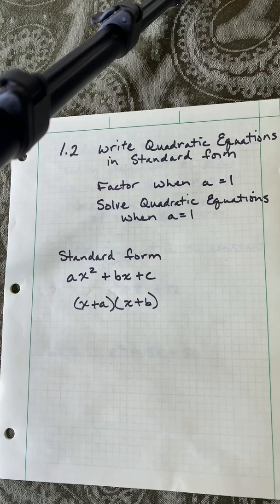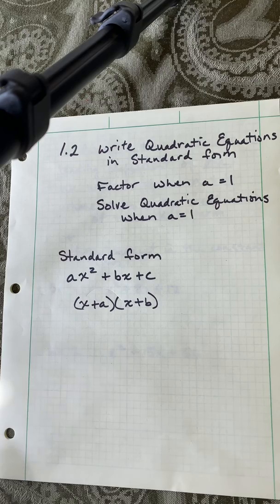Good morning. Today we are working on 1.2, where we'll learn how to write quadratic equations in standard form. We're going to factor when a, our leading coefficient, equals 1, and then we're also going to solve those equations. So in this section, we are only factoring trinomials whose leading coefficient is 1, okay?